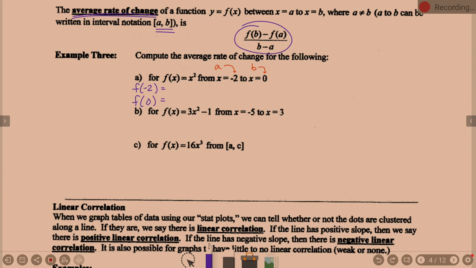How do I find f of negative 2? Plug it in, right? F of x says x squared, so f of negative 2 says I'm doing negative 2 squared, which is 4. F of 0.